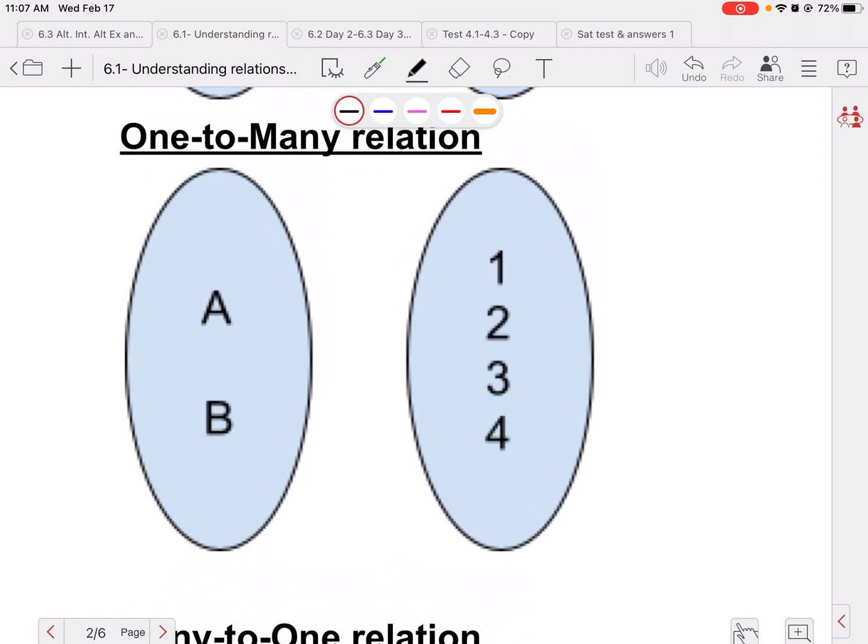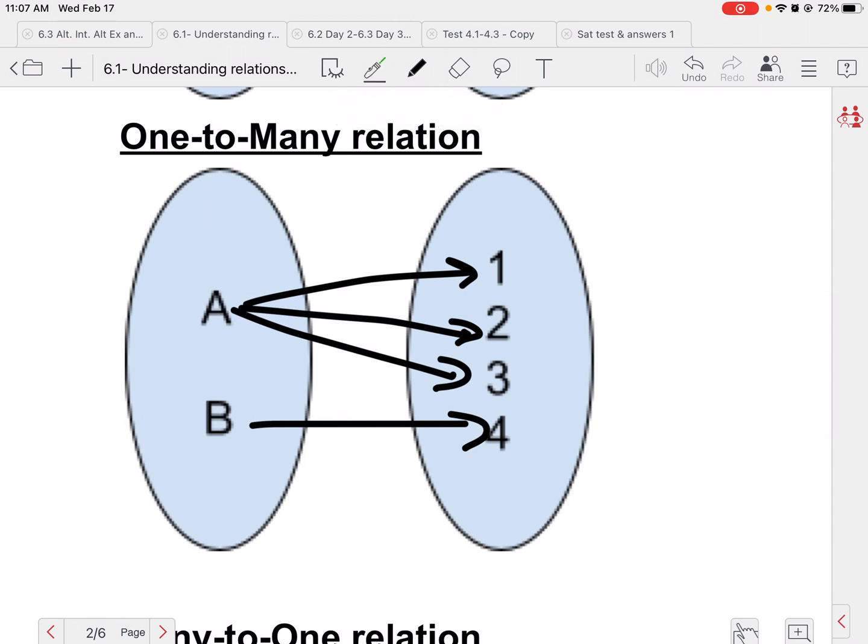One-to-many means one of my inputs is going to many outputs. Okay, so like B, this part is only one-to-one, but A, 1A is going to many outputs. Okay, so again, one to many.